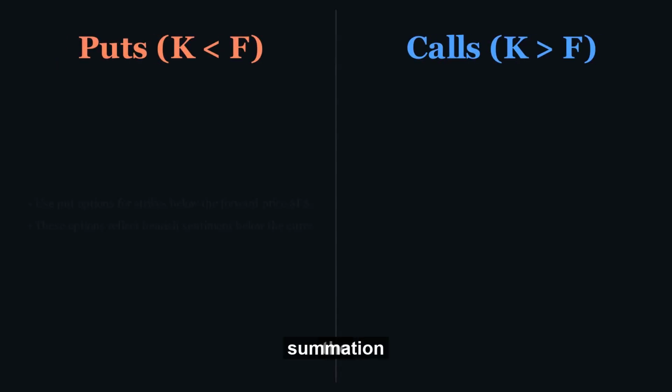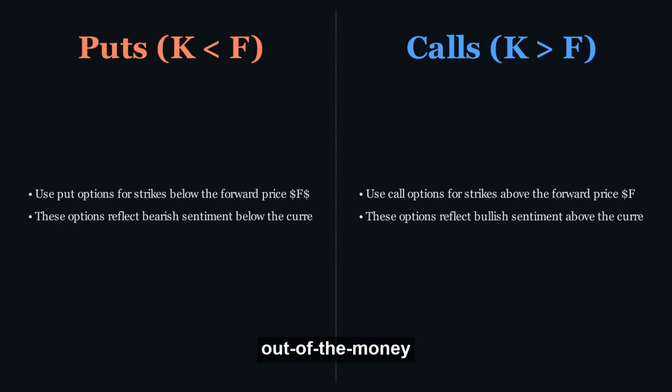A critical part of the summation is the precise selection of out-of-the-money options. For strikes below the forward price $F$, we use puts. For strikes above $F$, we use calls. The strike closest to, but not exceeding, the forward price $F$ is designated as $K_0$, and we use both its call and put mid prices in the calculation, effectively treating it as the at-the-money option. This ensures a smooth transition and avoids double counting or omitting crucial information around the forward price.